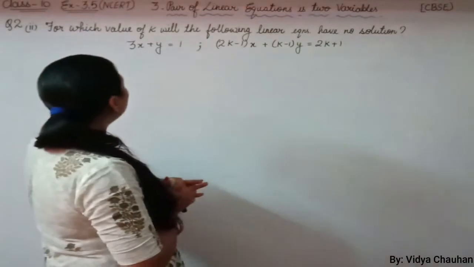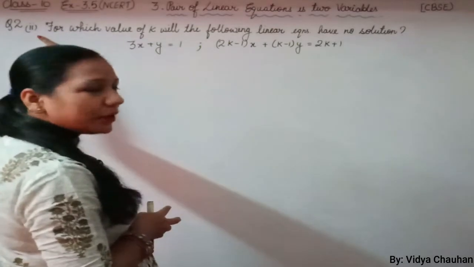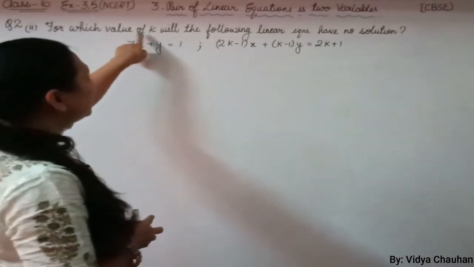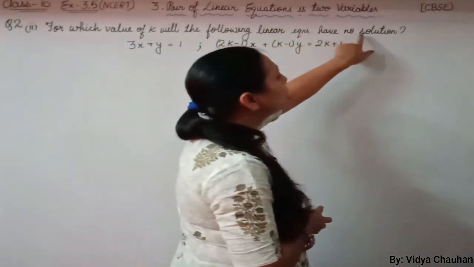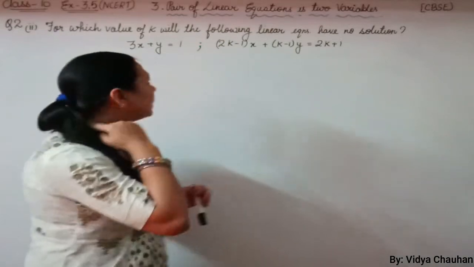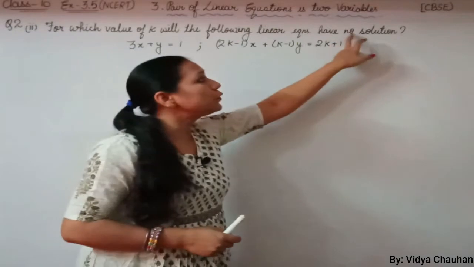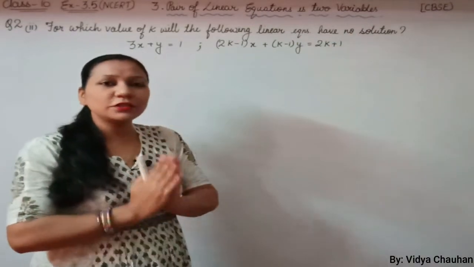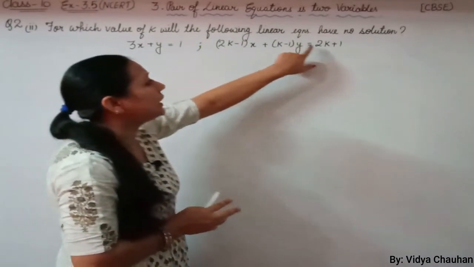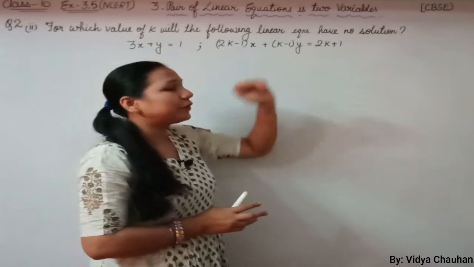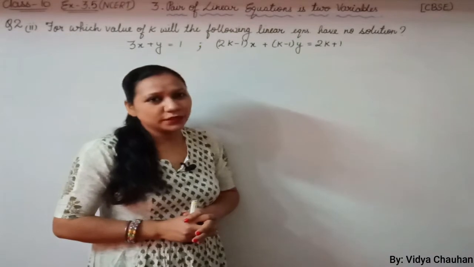Like here I have taken a question of exercise 3.5, question number 2, second part, and the question says, for which value of k will the following linear equations have no solution? So in these two equations it is clearly given that these two equations have no solution in common. So it is a case of no solution and you have to find the value of k. What will be the value of k so that these two equations will give us the answer as no solution?